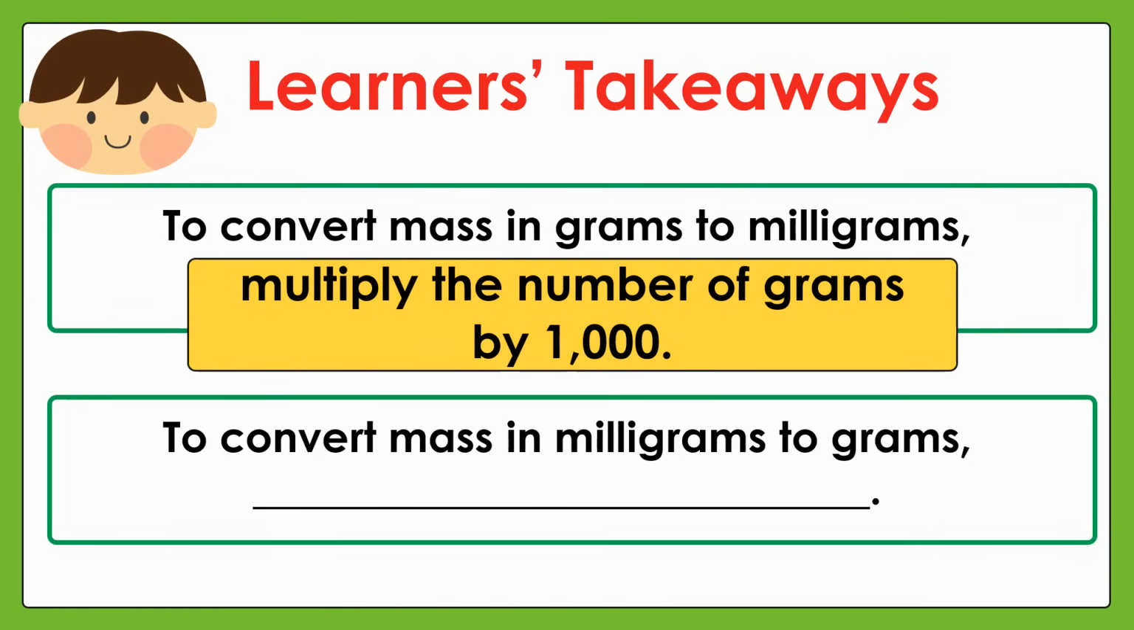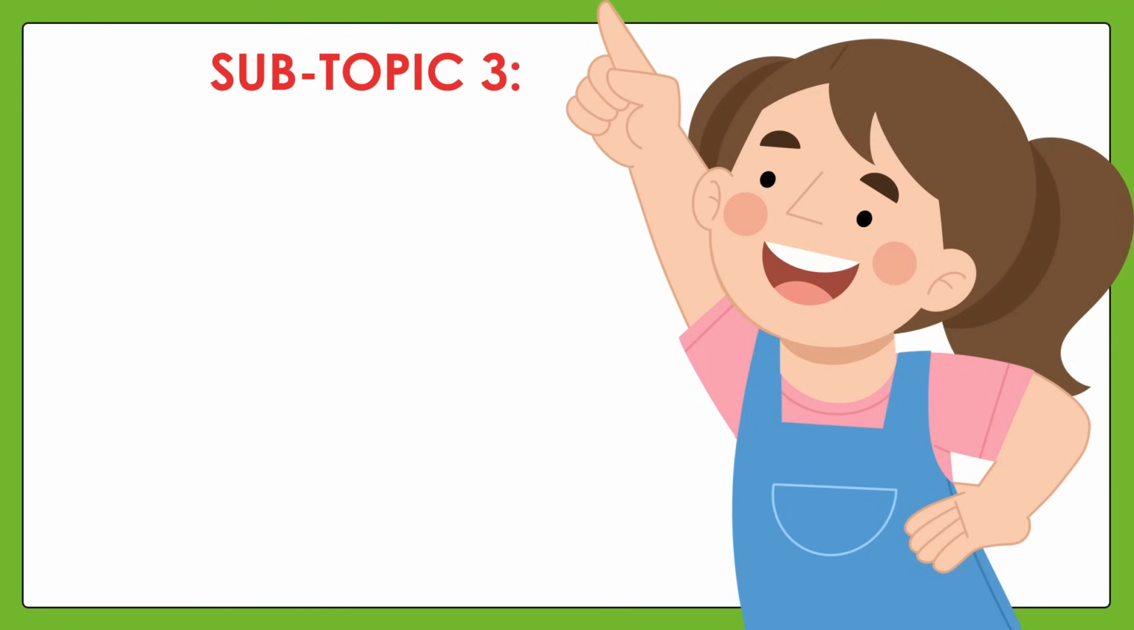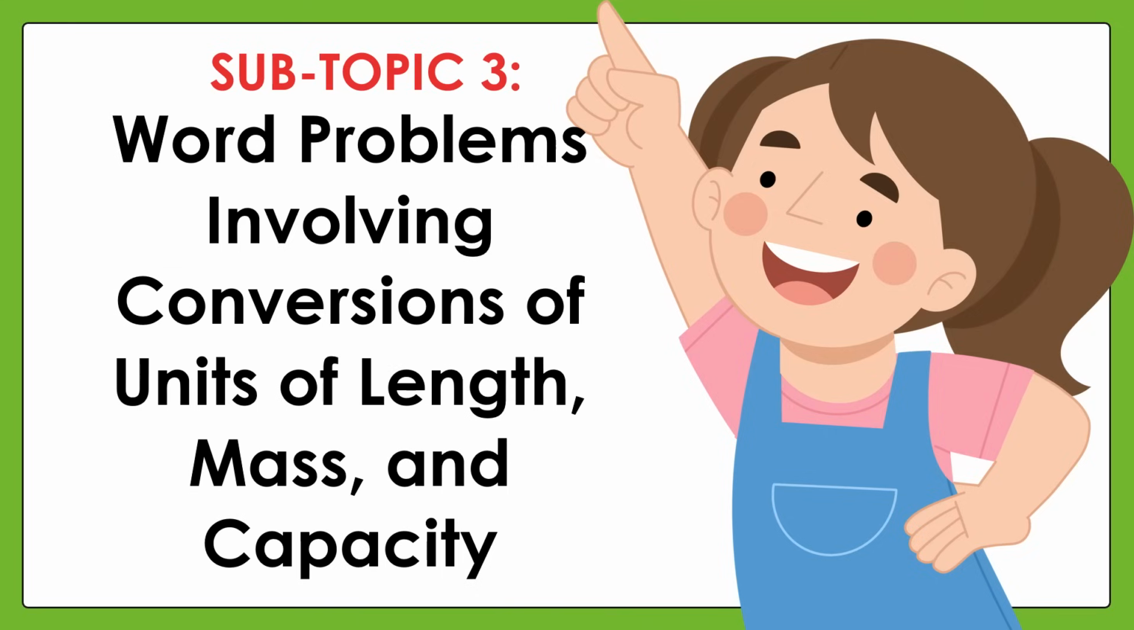Fourth, to convert mass in milligrams to grams, divide the number of milligrams by 1,000. Let's now go on with our third topic about word problems involving conversions of units of length, mass, and capacity.